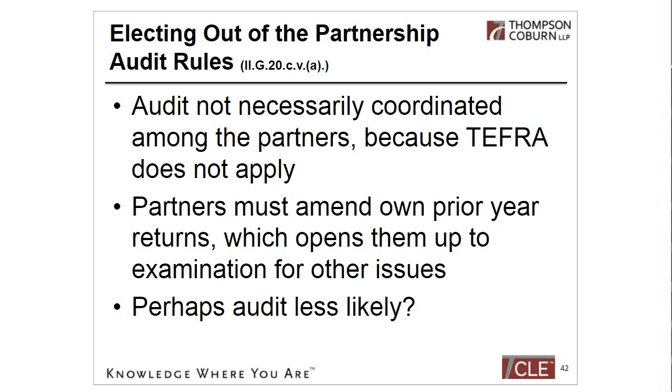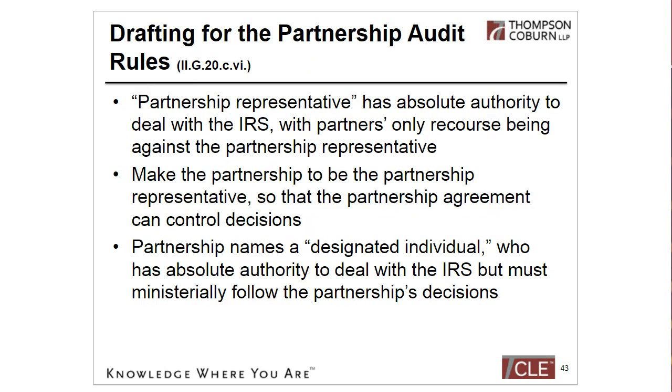All right, how about drafting the partnership audit rules? So again, I would rather be in the partnership audit rules to give me the option of having the partnership pay the tax, amend my prior year return, or add the income to my current year return. I'd rather have those three options. So I'm not necessarily going to be wanting to elect out even if I could. So drafting the partnership audit rules.